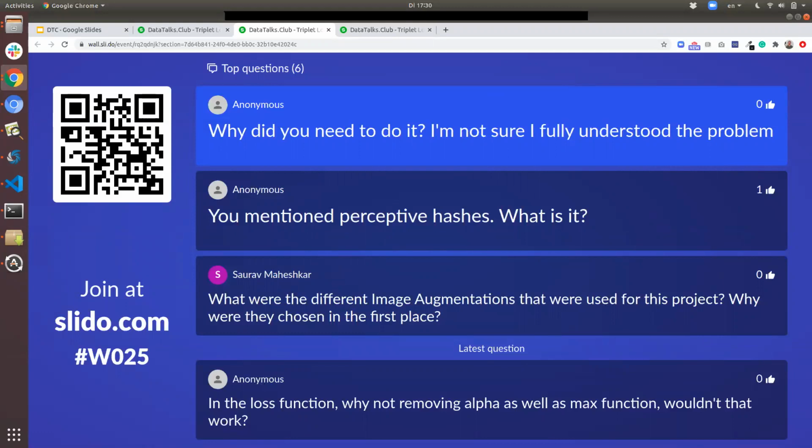So the problem here is to identify this image, and if it is a modified image, we can say it's a fraudster. If it's a new one, we can say it's okay. Let's assume it's an original user who wants to sell something.